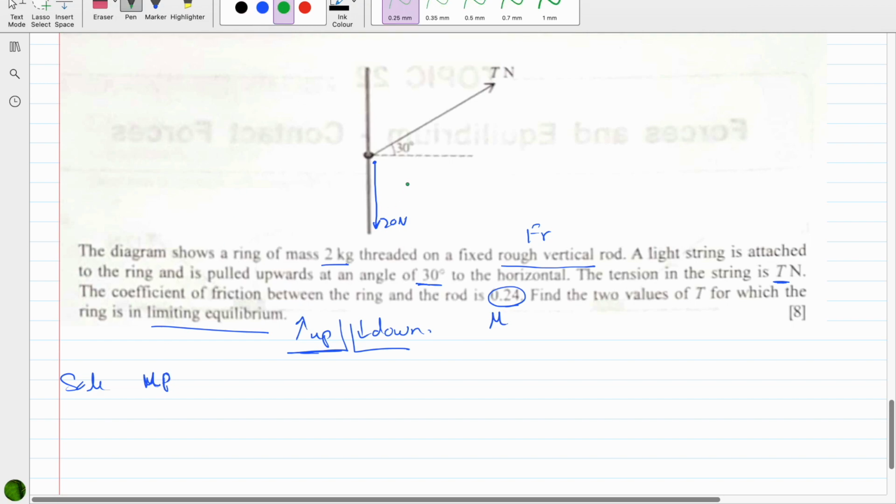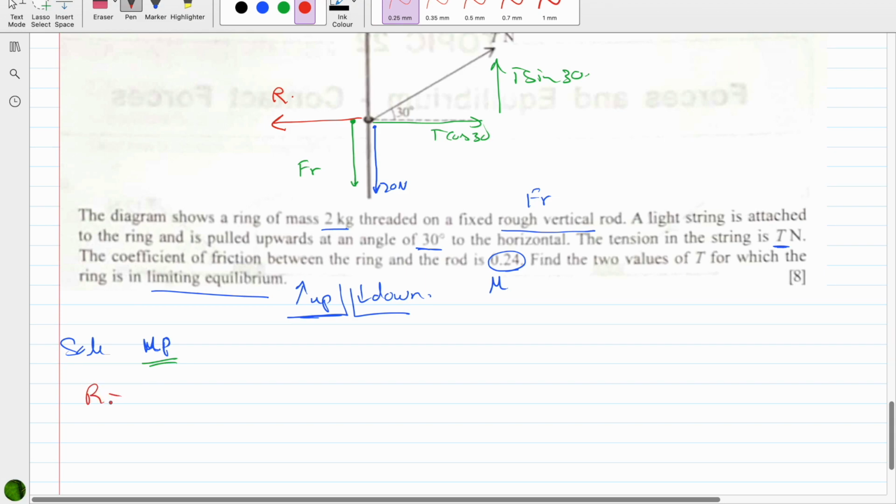Before doing that, I'm splitting up. This is T cos of 30. This is T sine of 30. Weight is drawn. This is rough. So when we are considering that it is about to move up, friction is acting downwards and normal contact force is towards left hand side. Now luckily left hand side and right hand side there is only one force each. Upwards and downwards there are three forces.